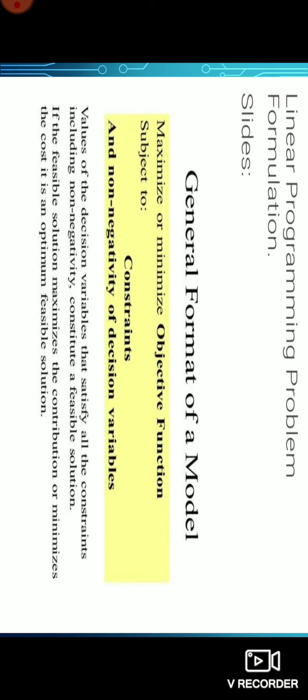This is the general format of a model. Your problem is to maximize or minimize the objective function subject to the constraints. The constraint restriction is in less than or equal to, greater than or equal to, and equal to form. And non-negativity of decision variables. Non-negative decision variables are always greater than or equal to 0.